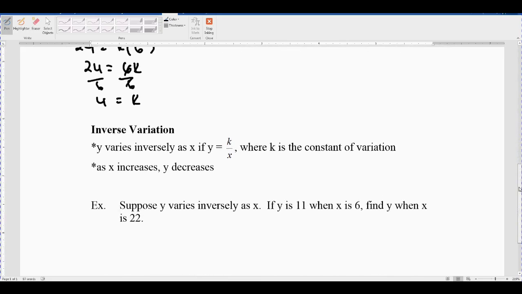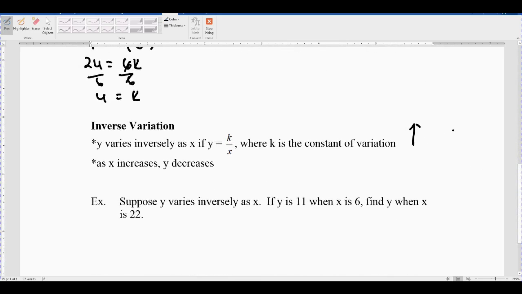Now varies inversely means as one goes up, the other one goes down. So you can think of it like this: the more you sleep, the less you accomplish that work. You think of something like that. So as one goes up, the other one goes down. And that's why it looks like this: y equals k divided by x. Inverse variation involves a fraction. So the more money you spend, the less you have. You think of it like that.